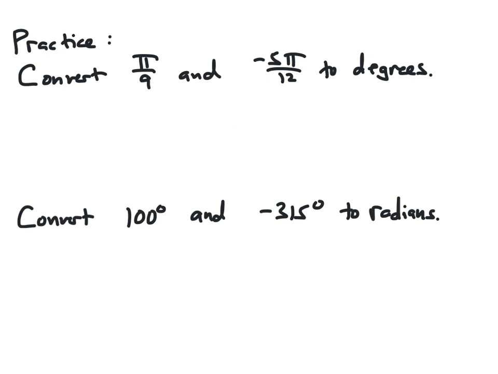If you'd like some extra practice, you can try these examples. Try to convert pi over 9 and negative 5 pi over 12 to degrees, and try to convert 100 degrees and negative 315 degrees to radians. The answers to all of these will appear in just a few seconds.